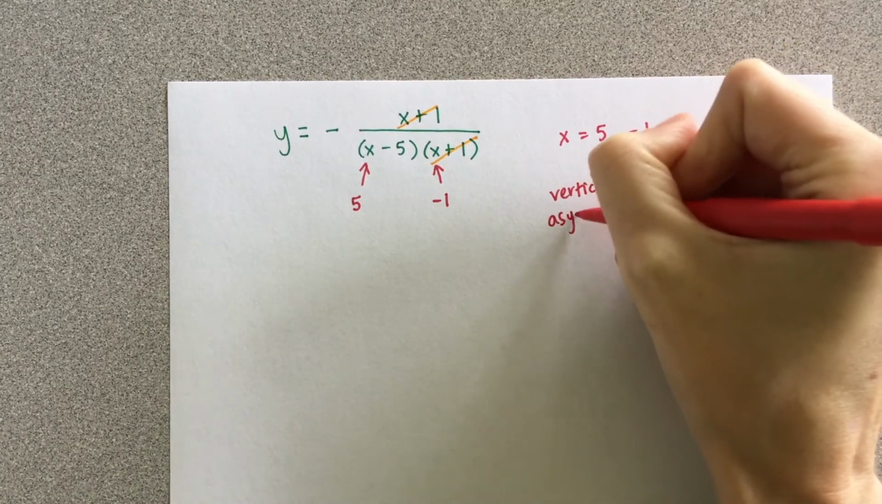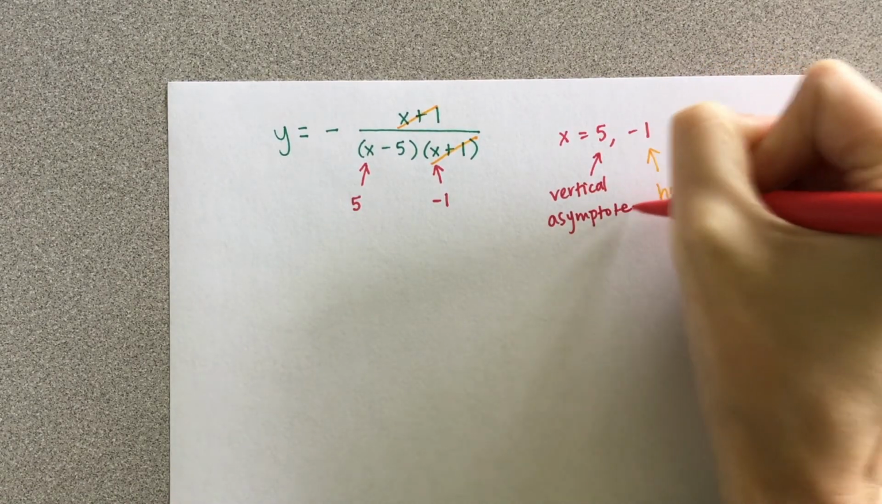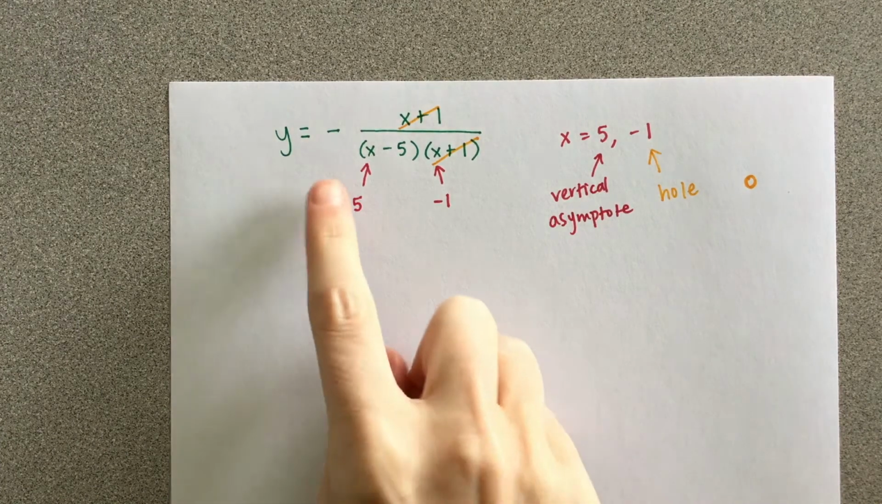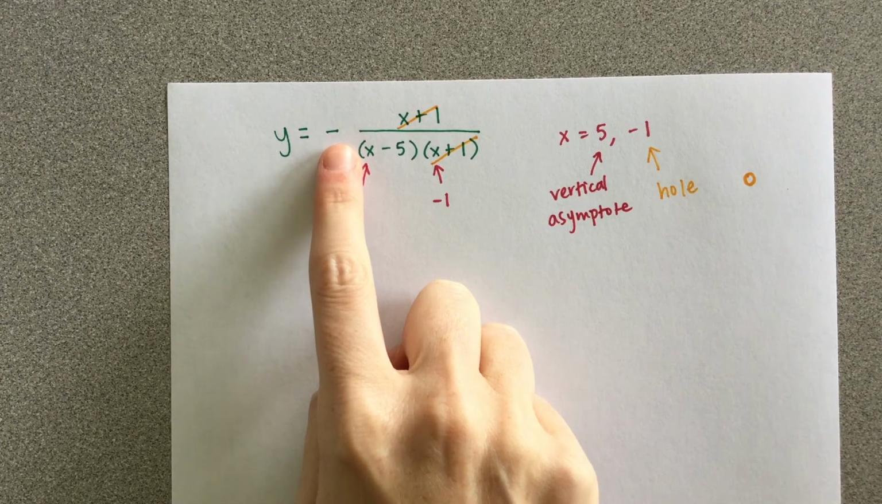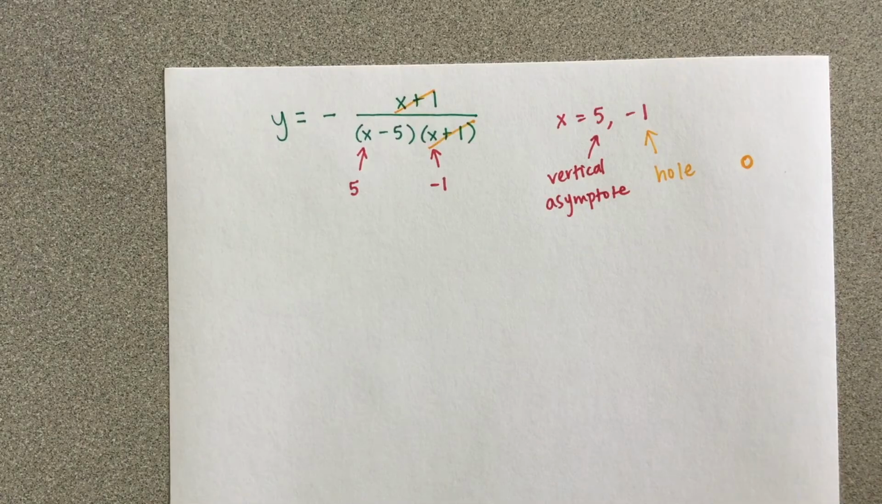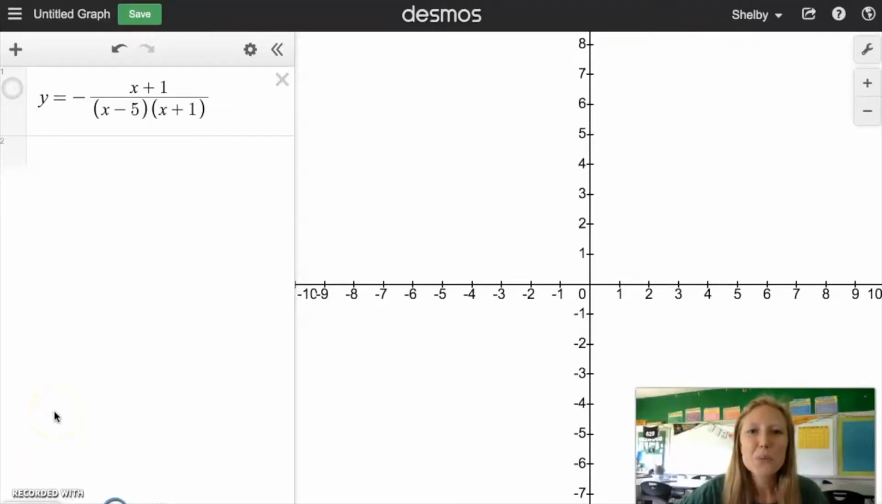So we're going to take a look at the graph and see if this really is true. And notice before we look at the graph, this does have a negative in front of the fraction. So be thinking about how that's going to change the graph. Before I display this graph, we just said that there would be a hole at -1 and a vertical asymptote at +5. So let's see if we're right.